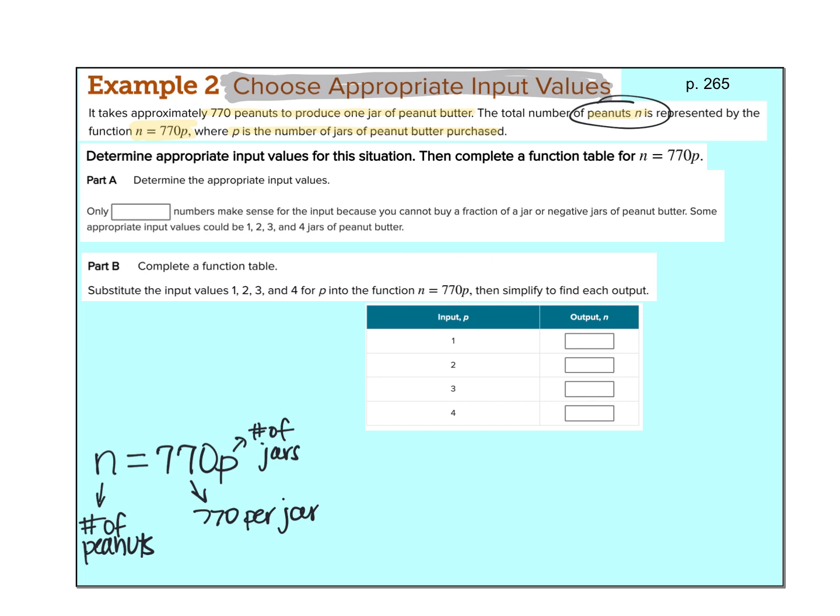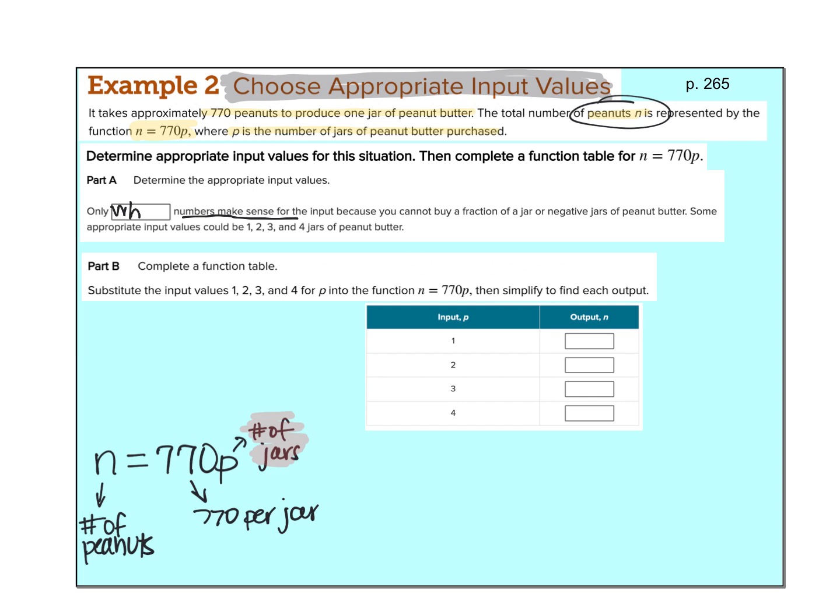Okay, it says determine the appropriate input values for this situation. Then complete a function table. So if I was going to make a table for this, and I'm working with the number of jars, I can't have a negative number of jars. I can only have like 1 jar, 2 jars, 3 jars. I could have 0 jars, but I can't have like half a jar, a fourth of a jar, or -2 jars. So up here in this blank, it says only what numbers make sense for this input.